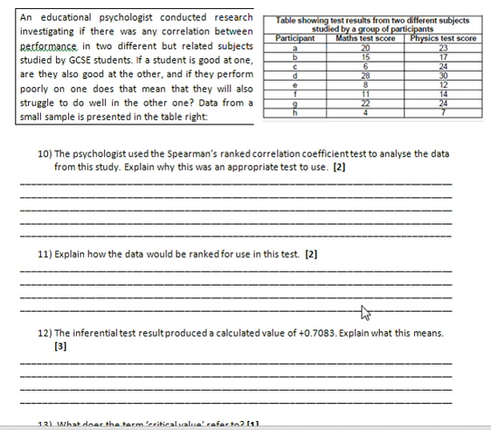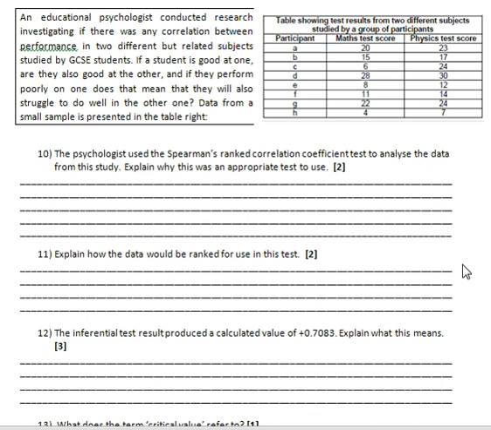This question here asks, explain how the data would be ranked for use in this test. You basically just have to say that you would rank the maths scores from low to high, and you would rank the physics scores from low to high. So you had to mention low to high, and you had to mention maths, and you had to mention physics, and that would get you the context mark. And that was really all it was asking for.